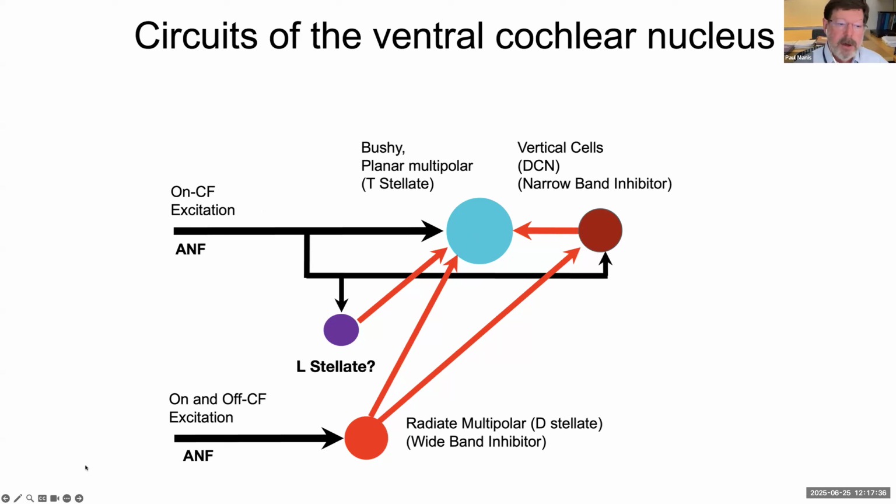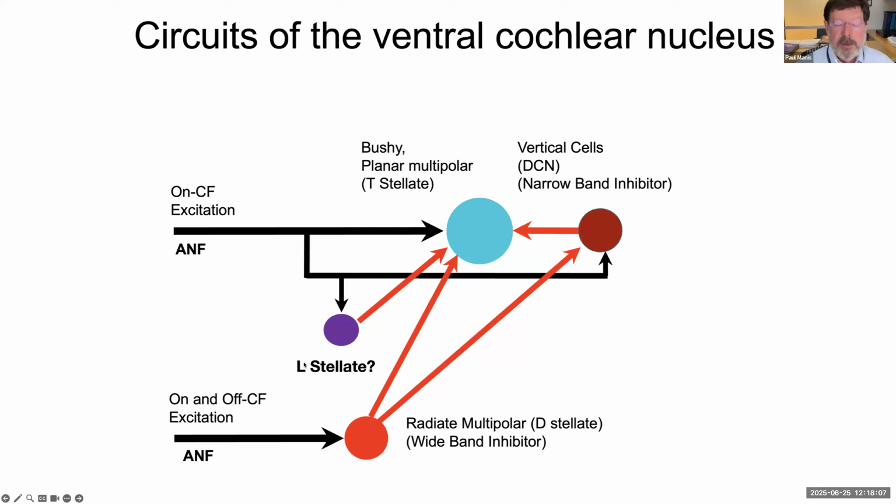We also have off CF excitation as well as on CF excitation from the auditory nerve to the radiate multipolar cells, the wideband inhibitors, which then also project to the bushy cells and the planar multipolar cells, and they also project, importantly, to the vertical cells in the DCN. This terminology and portions of this circuit were actually developed in studies of the DCN and work that was done in Eric Young's lab with Elian Elkin and George Spiro and many others.